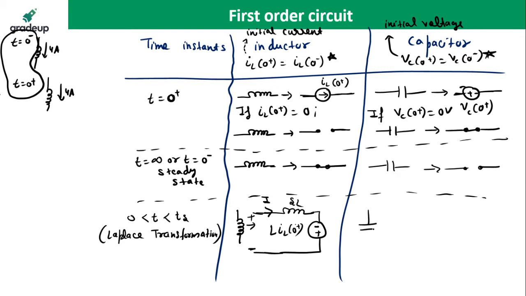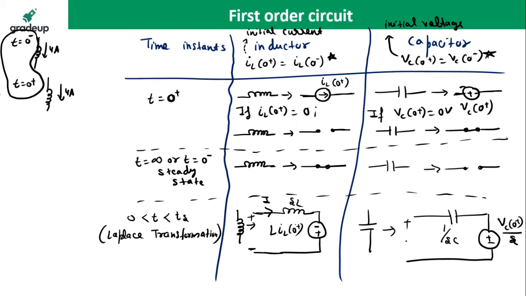Next, what happened to a capacitor? Capacitor changes into a Laplace form 1 divided by sC, and here the polarity of the voltage source will change, and here the magnitude is Vc(0+)/s. Okay, so this table is going to be important. So the first thing you need to remember is this table.